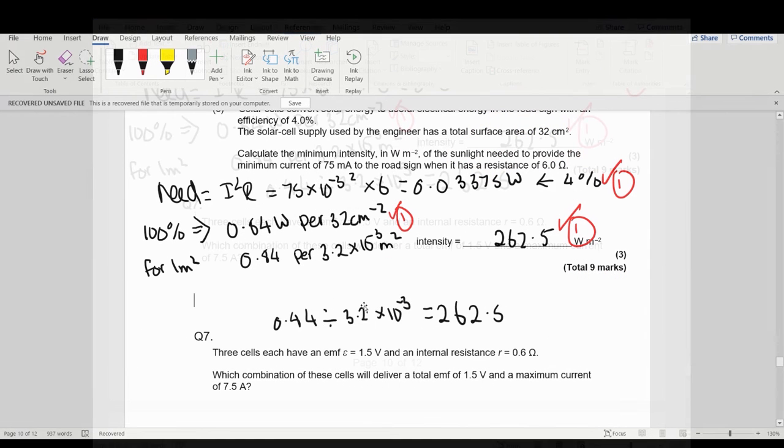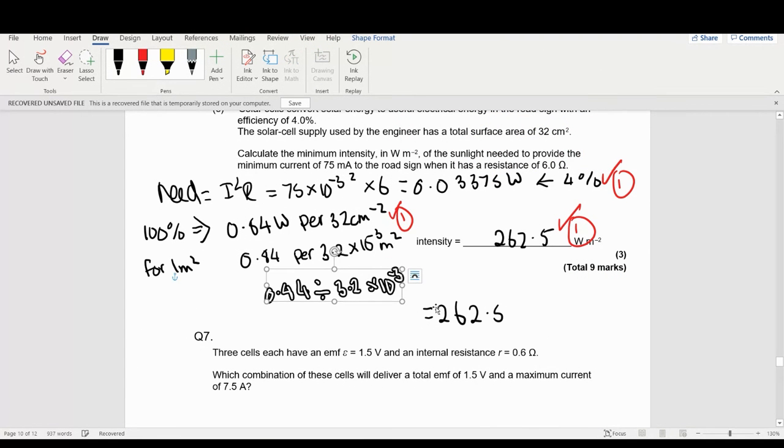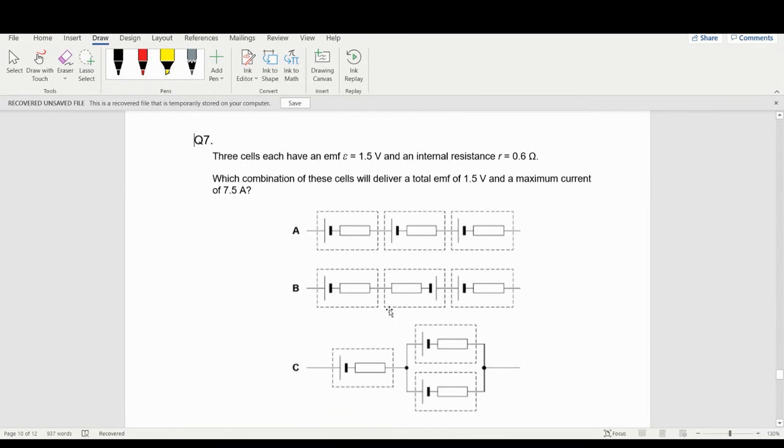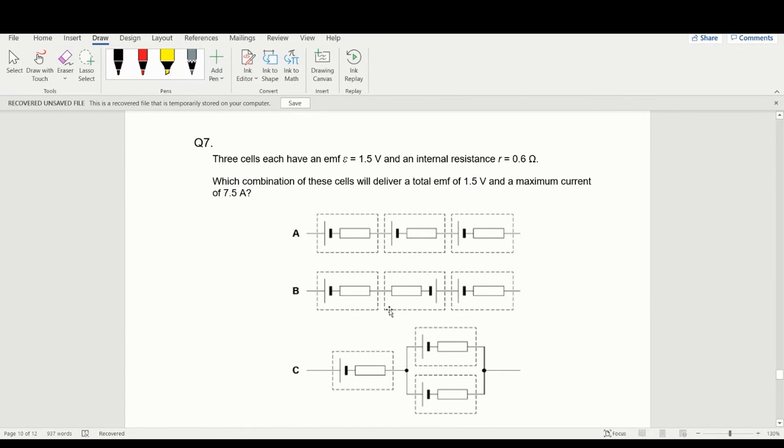So what we're going to do is I'm going to put this up here. We're going to do the last question, which is question 7, which is a multiple choice question. So this is, again, back onto that cell kind of thing. 3 cells have an EMF of 1.5 and internal resistance of 6. Which combinations of these cells would deliver a total of 1.5 with a maximum current of 7.5 amps? So this one here, let's have a look.